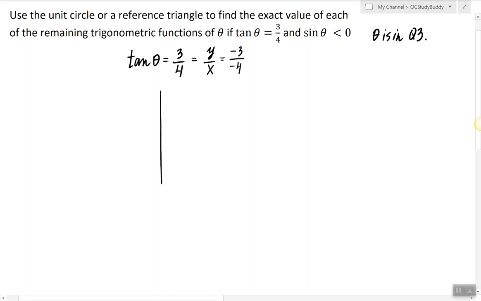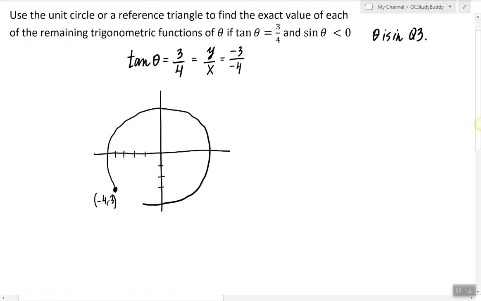So I'm going to draw a circle, not a unit circle, but a circle that contains the point negative 4, negative 3. So first I'm going to find that point. It's negative 4, and going down 3. So this is the point with coordinates negative 4, negative 3. And we're going to draw a circle that contains that point.